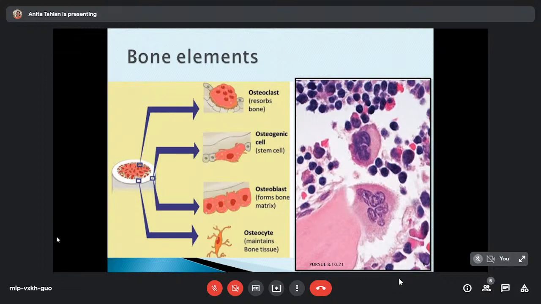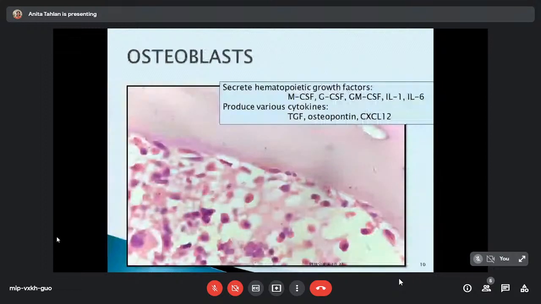We have the osteoclasts, which are responsible for the resorption of the bone. We have the stem cell and the osteoblast, which form the bone matrix. Osteocytes are present where they maintain the bony tissue. So starting with the osteoblasts, their main function is formation of bone, regulation of bone rhythm, CSF, IL-1, IL-6, and they also produce various cytokines like TGF, osteopontin, and CXCL12. I shall be talking more about this and their role a little later.